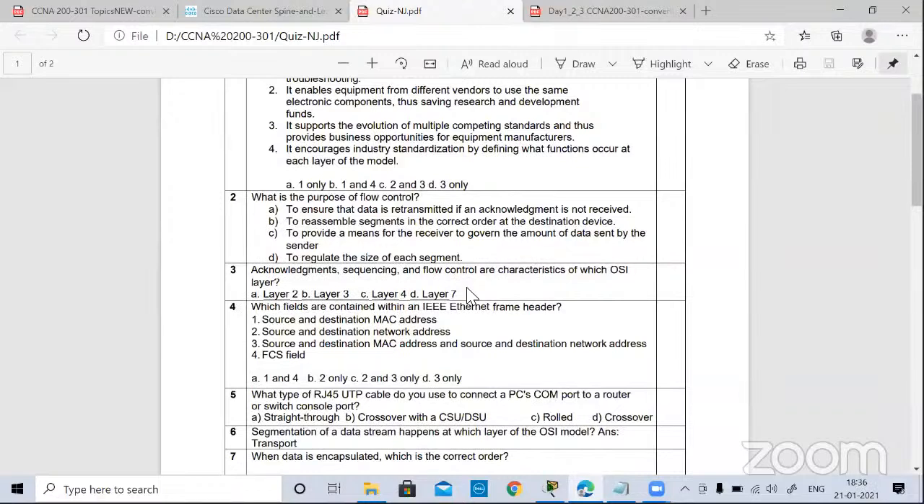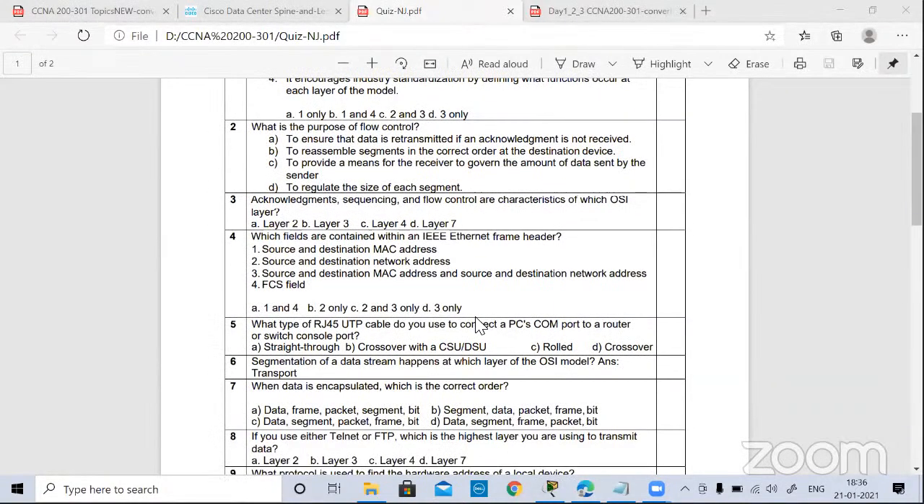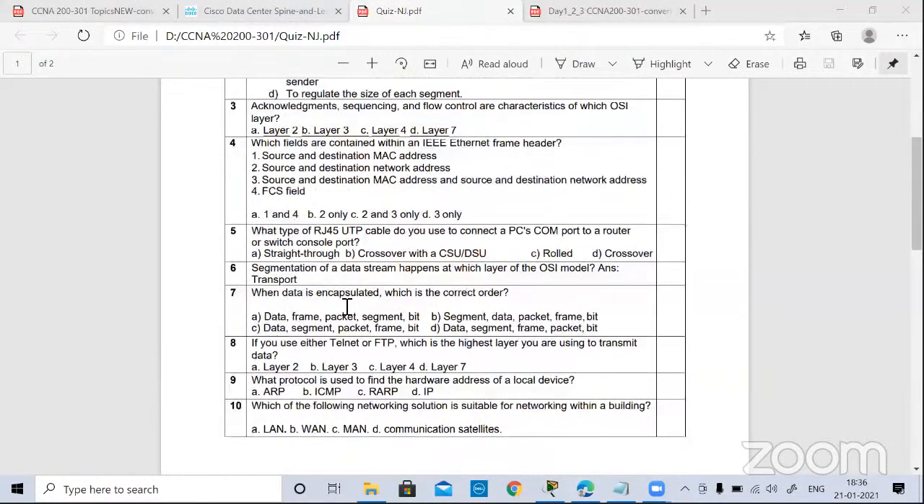Acknowledgement, sequencing, and flow control are characteristics of which layer? Come on, guys. Quickly tell me. If you have attended the lectures seriously, then you should be able to tell me the answers. Yes? Very good. People are saying option number 4, which is layer 7. That's really good. That is transport layer. That's nice.